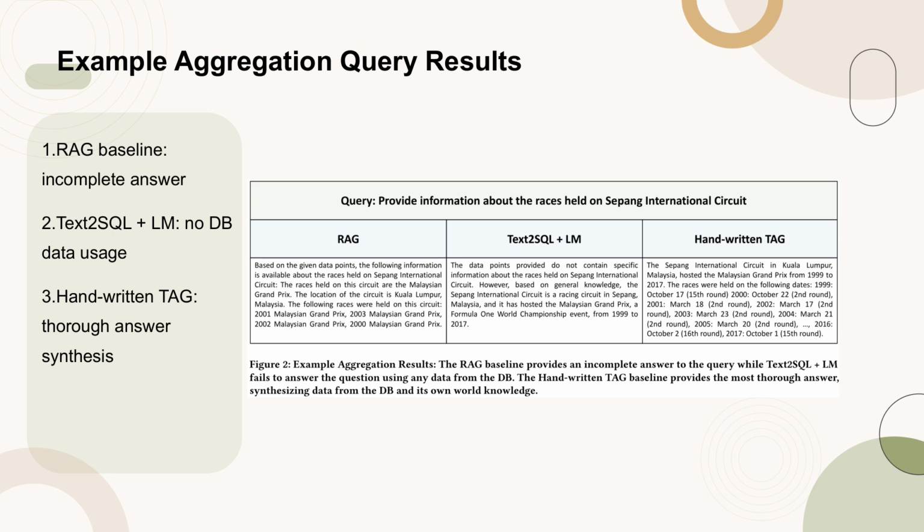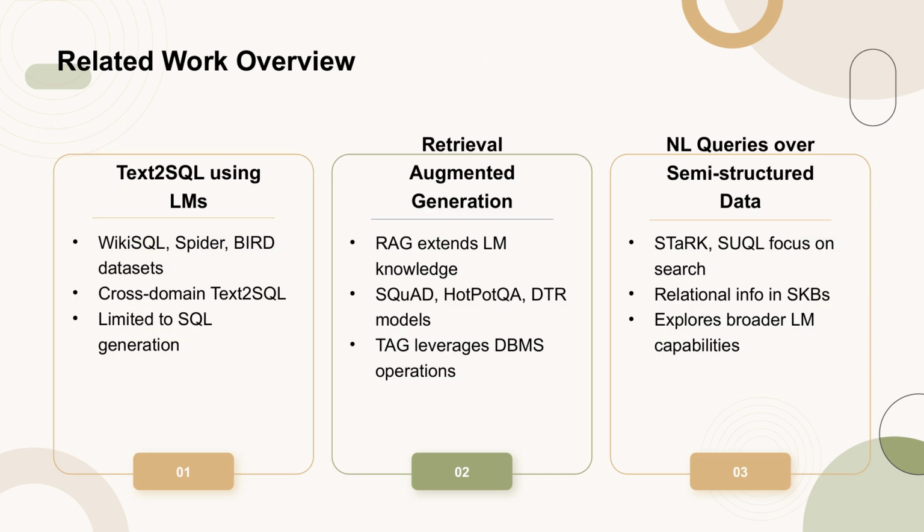In the field of Text2SQL using language models, prior work has utilized datasets such as WikiSQL, Spider, and BIRD for cross-domain Text2SQL tasks. These datasets focus on converting natural language queries into SQL, but they are limited to SQL generation without considering queries that require reasoning or knowledge beyond a static data source.